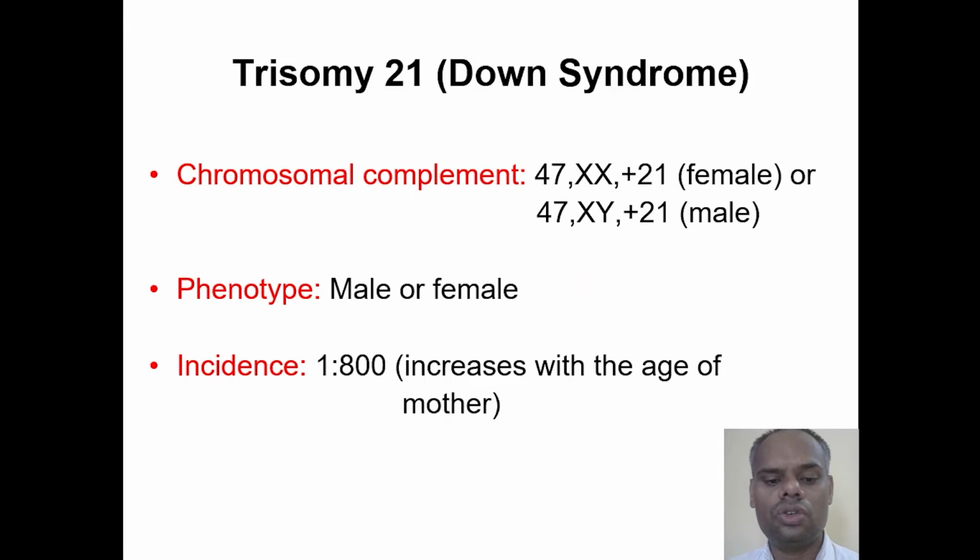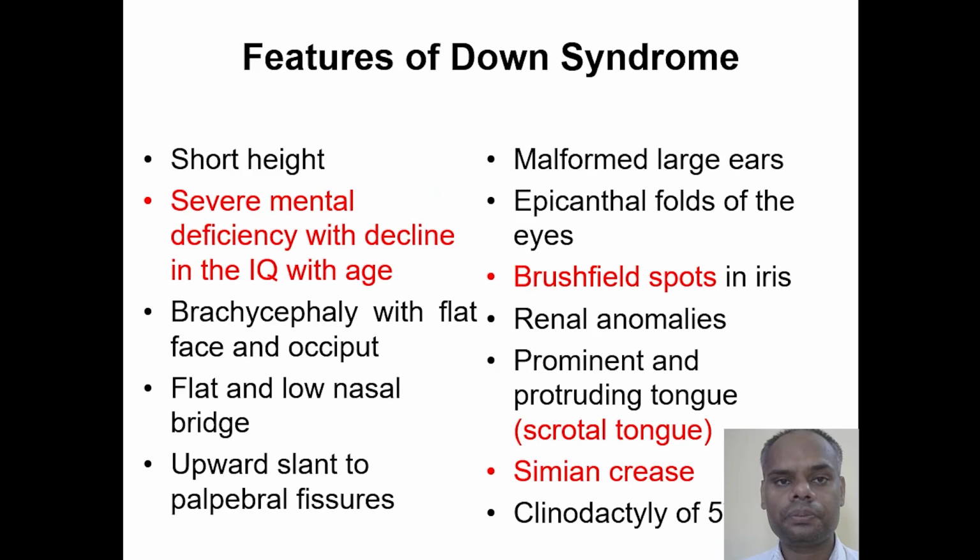Next is Down syndrome. Down syndrome happens when there is a trisomy of chromosome number 21. For female, chromosomes are 47XX plus 21, and for male, chromosomes are 47XY plus 21. It affects phenotypically both male and female subjects. The incidence of Down syndrome is 1 in 800, which usually increases with the age of the mother.